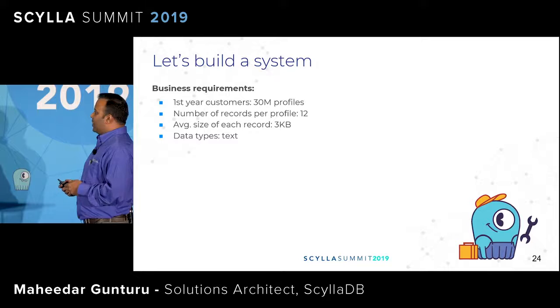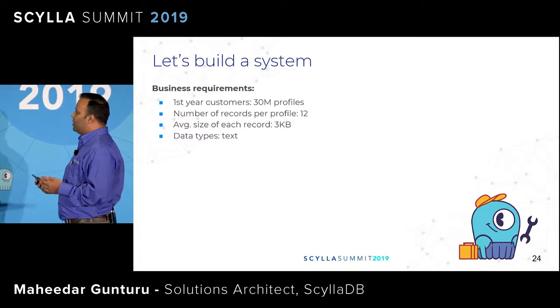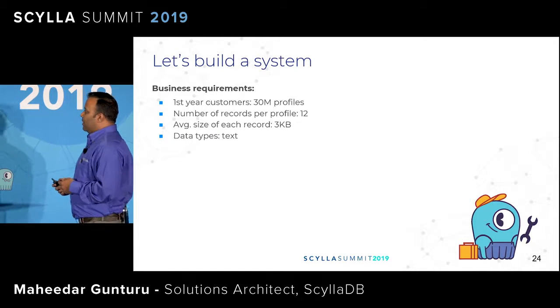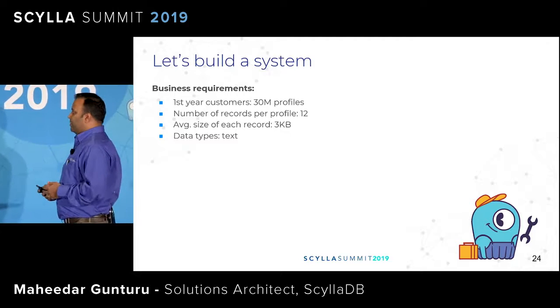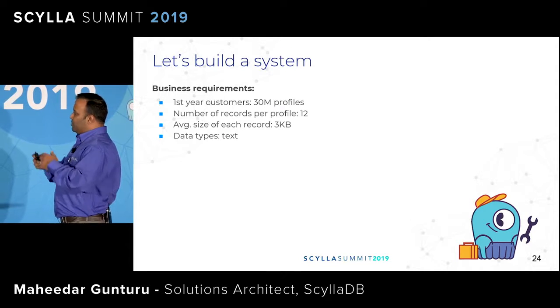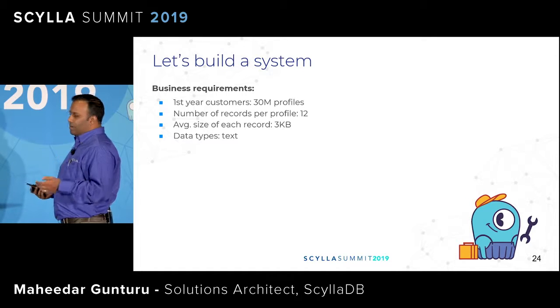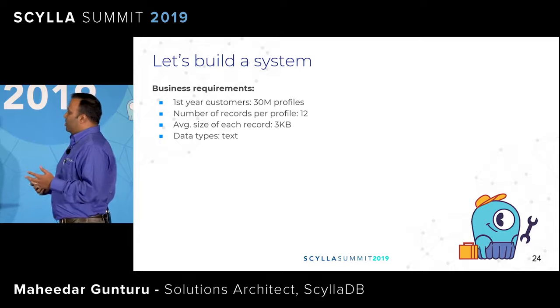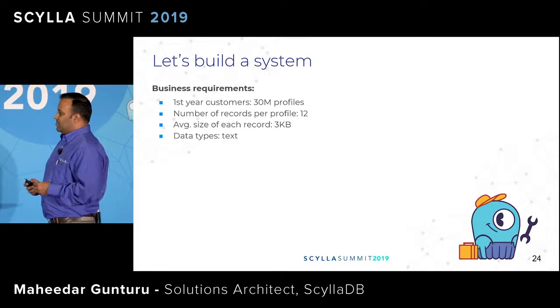I am a retail system. We have user profiles in our system. We handle about 30 million user profiles. The number of records we have in each of these would be maybe 12 records, and the average size of each row would be around maybe 3 kilobytes. Most of these are data types of text.